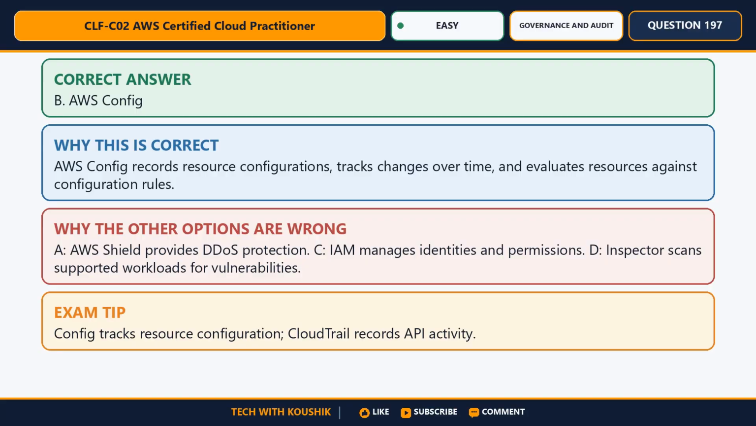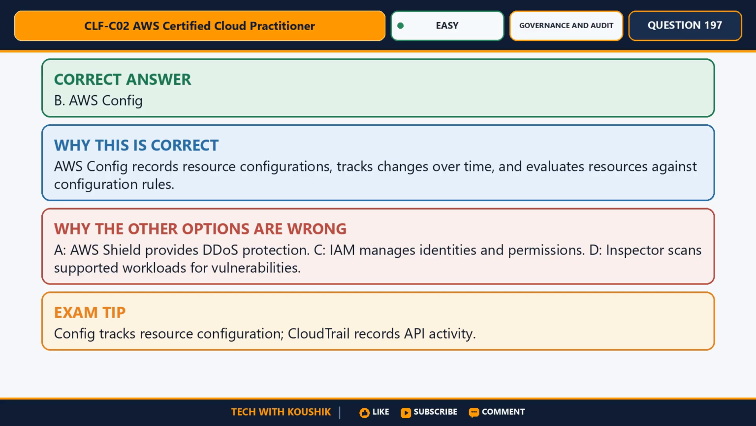The correct answer is B. AWS Config. Here is why. AWS Config records resource configurations, tracks changes over time, and evaluates resources against configuration rules. Why are the other options not correct?